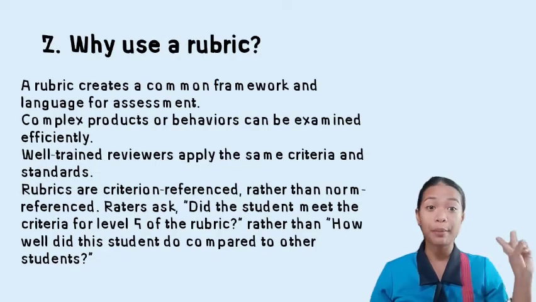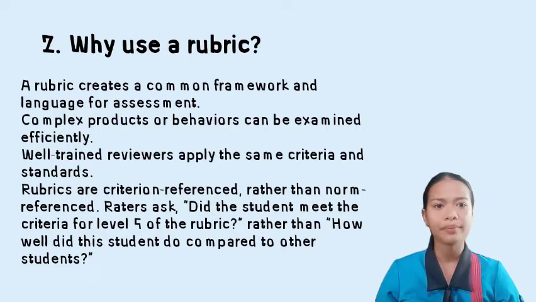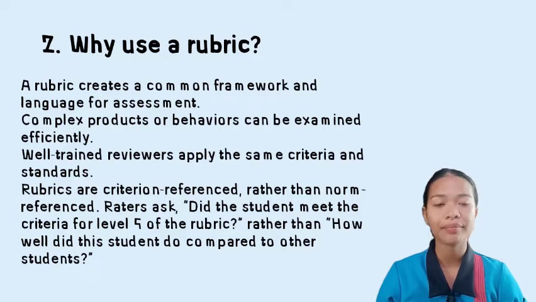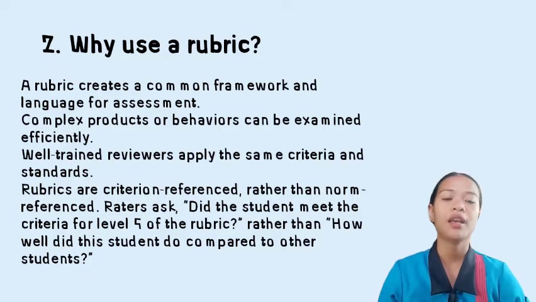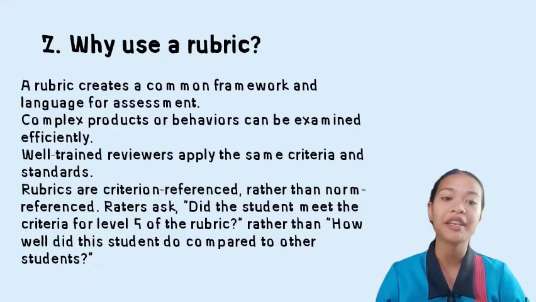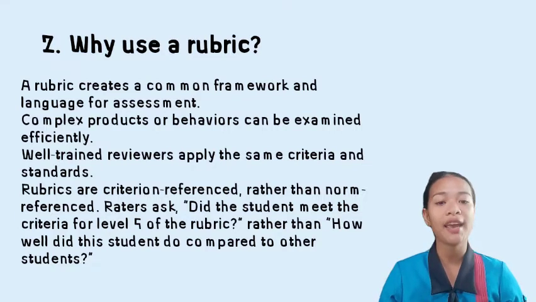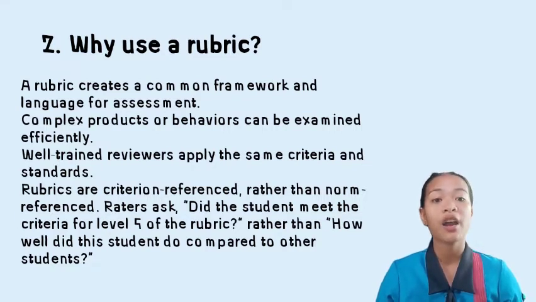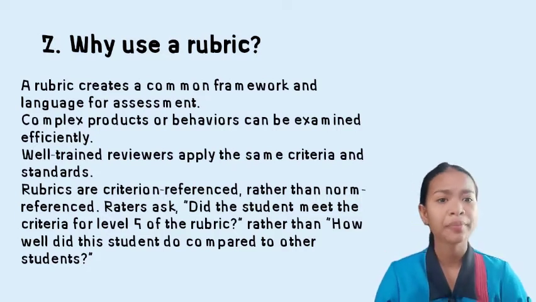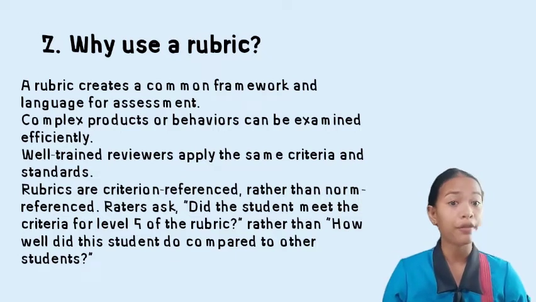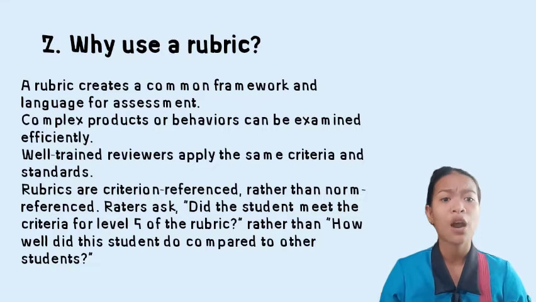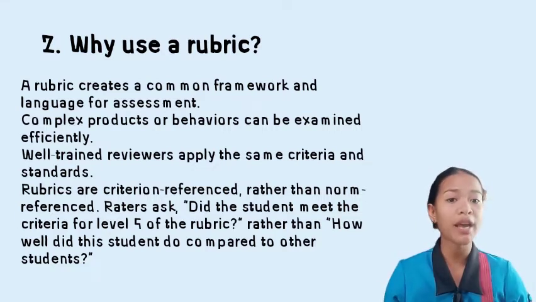So let's proceed to number 2. Why use a rubric? A rubric creates a common framework and a language for assessment. Complex products or behaviors can be examined efficiently, as well-trained reviewers apply the same criteria and standards. And rubrics are criterion-referenced rather than norm-referenced. So raters ask, did the student meet the criteria for level 5 of the rubric, rather than how well did the student do compared to the other students.